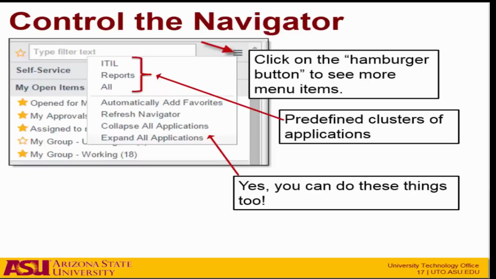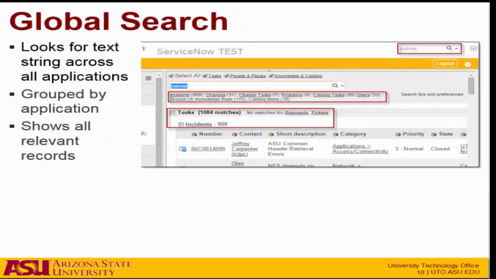There's a global search that sits at the very top right-hand corner of ServiceNow. Typing something in there and clicking on the magnifying glass will bring together a list of all of the records that have that particular search term in it, and it will gather them together and group them according to different types.